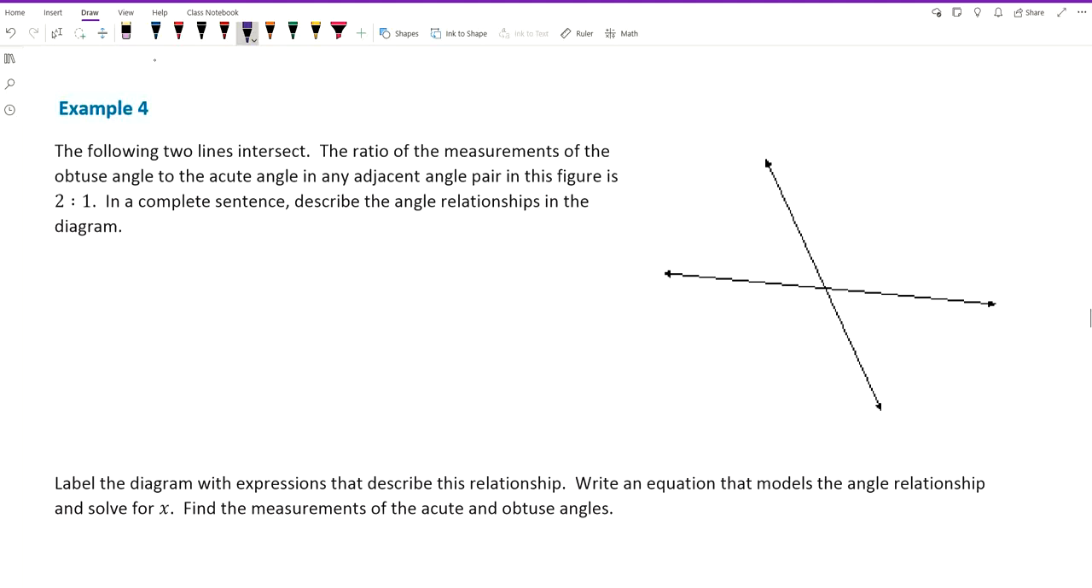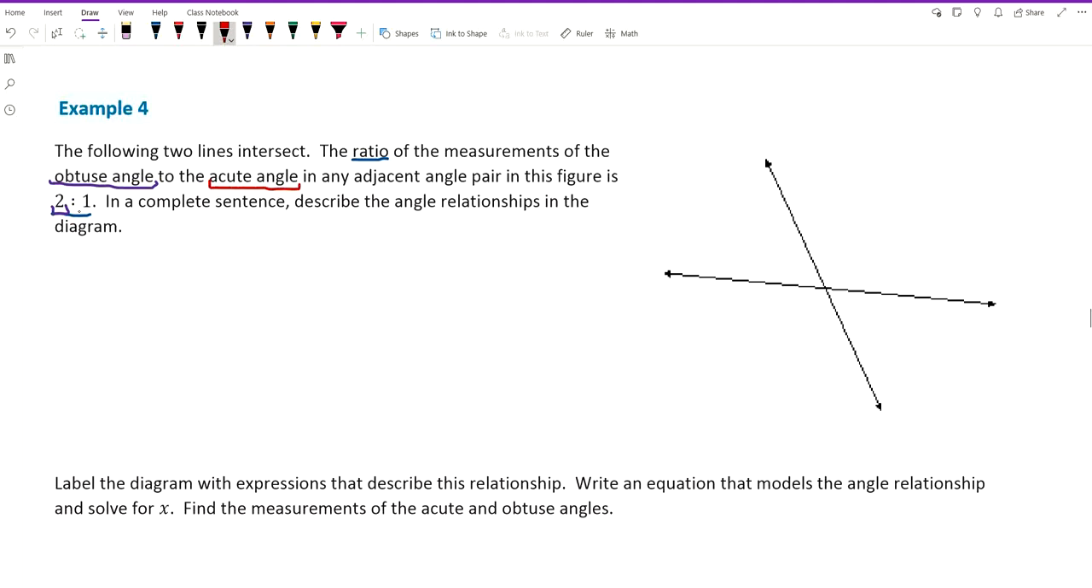So some words to remember here. Ratio is the first word to remember, and they give us the ratio right here. Remember, ratio means it involves multiplication. So for every single amount for this one, the other amount is twice as much, 2 times as much. So what are the amounts they're talking about in this case with the ratio? Well, they say the measurements of the obtuse angle, that's the thing that's going to be twice as much as the acute angle.